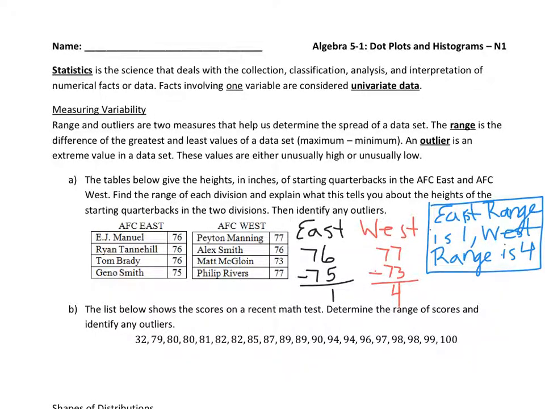Then it wants us to identify any outliers. Well, the data is pretty close together here. In the East, we've got 76, 76, 76, and 75. Those are all really close. And then in the West, 77, 76, 73, and 77. Again, really close. So there are no outliers. So I'll write no outliers.